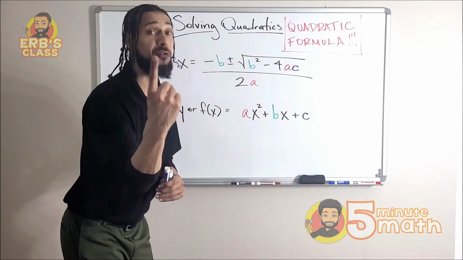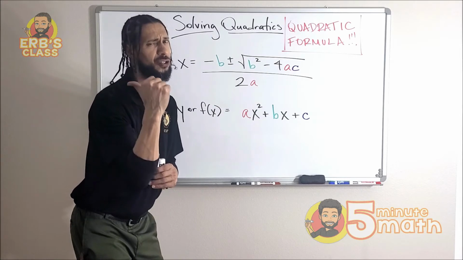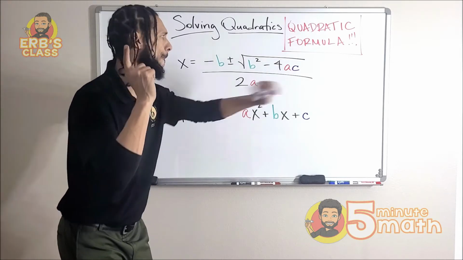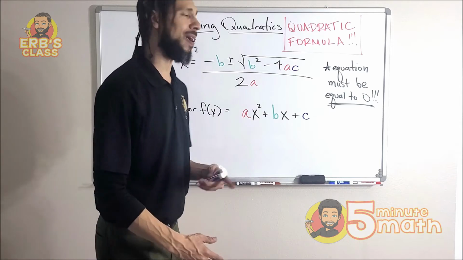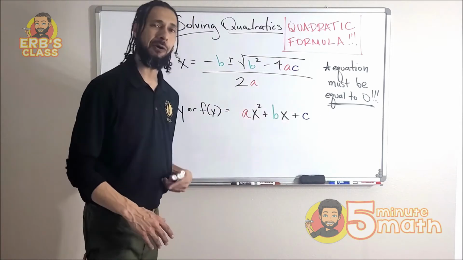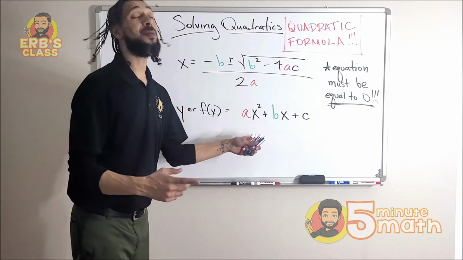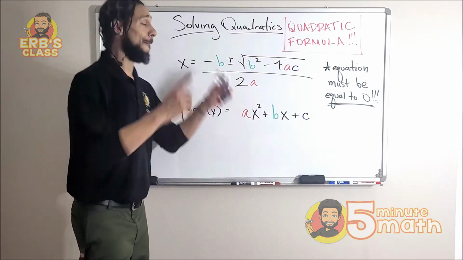There's one thing to remember though, and it's the same as the other strategies also. Check this out. Same rule as before: this equation must be equal to 0. So let's put some numbers in here and let's get it started.